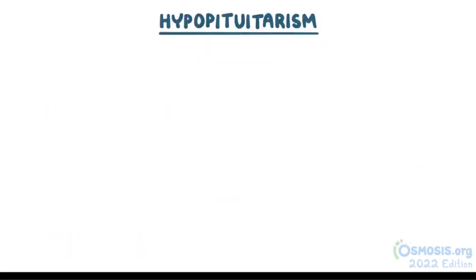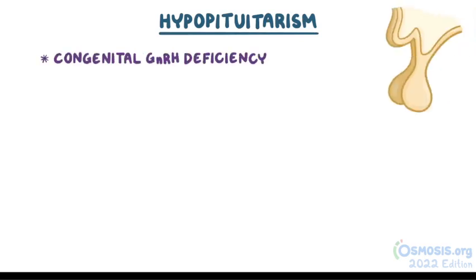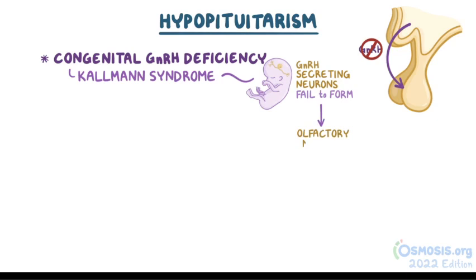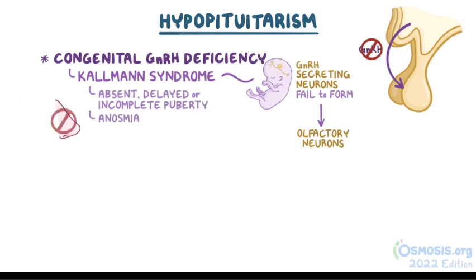Hypopituitarism may also be because of congenital GnRH deficiency, which is when the hypothalamus doesn't make GnRH at all. One subtype is Kallmann syndrome, which is when the GnRH secreting neurons fail to form during fetal development. These neurons are closely linked to olfactory neurons, so individuals with Kallmann syndrome may have absent, delayed, or incomplete puberty, as well as anosmia, or absent sense of smell.